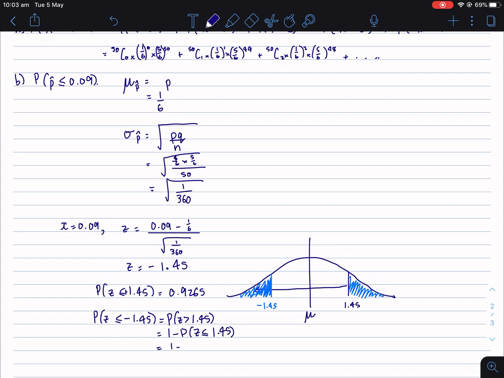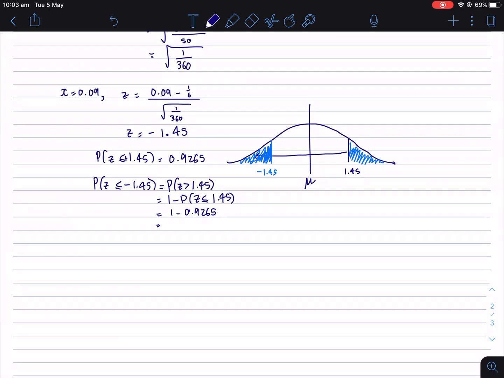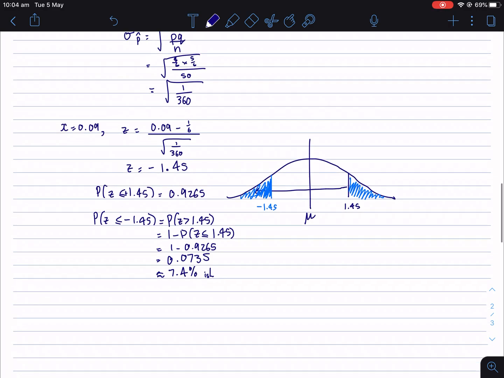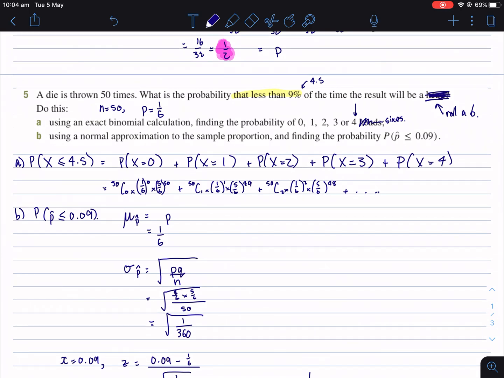So it's 1 minus 0.9265. Don't know if you guys can see that. 1 minus 0.9265 is 0.0735, which is roughly 7.4%-ish. If we'd done the binomial calculation, we would have something to compare it to, but I was too lazy.